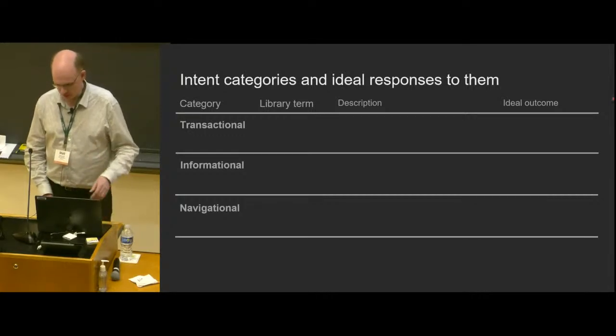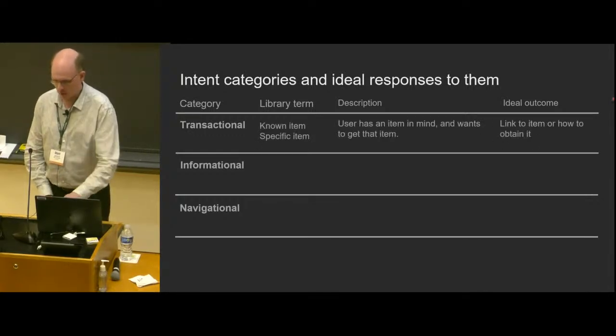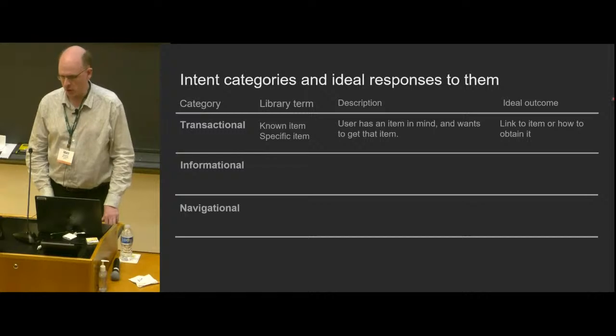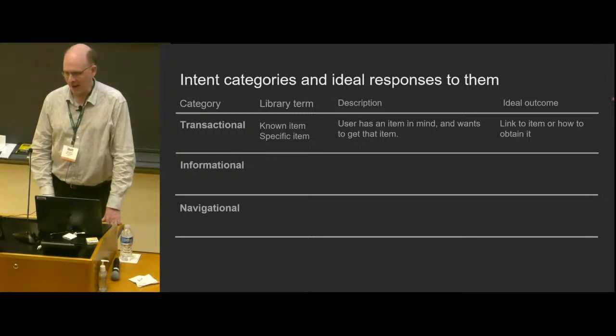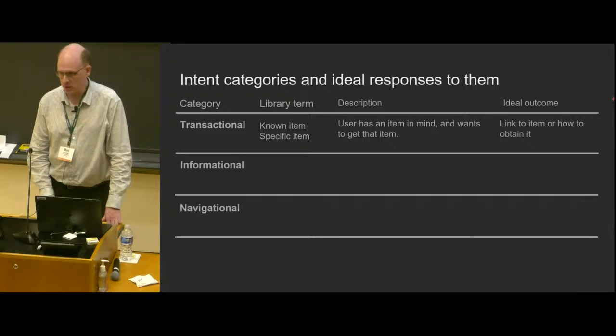The first of these is transactional. In the library world, that's known as known item or specific item. The user has a specific item in mind and wants to get to that thing. And the ideal outcome is to either provide a link to the item or send text back saying, this is how you get this item.